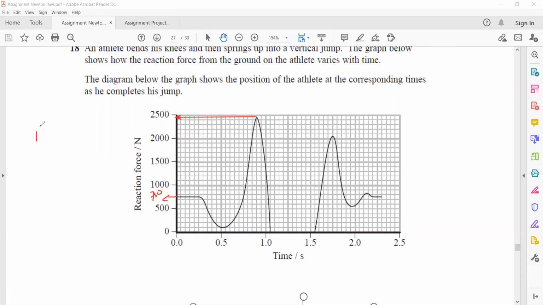So the upward force, the reaction force, minus weight is equal to ma. So the reaction force is 2400, the weight is 750, the mass we already worked out in the previous part, and we can find the acceleration. This is ma. So we can find its maximum acceleration.